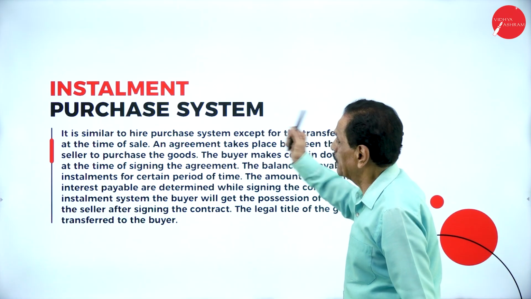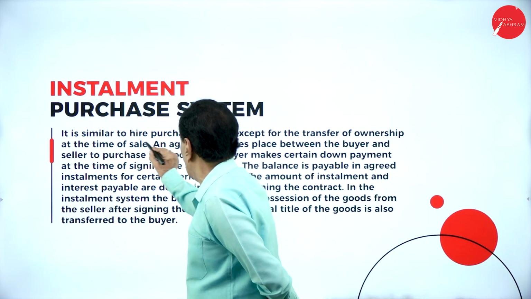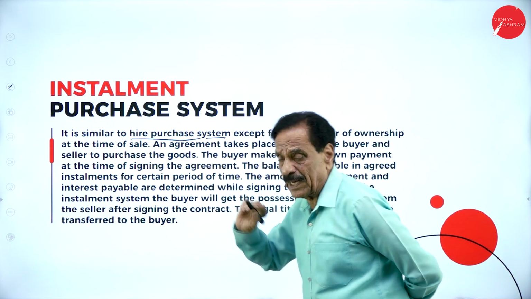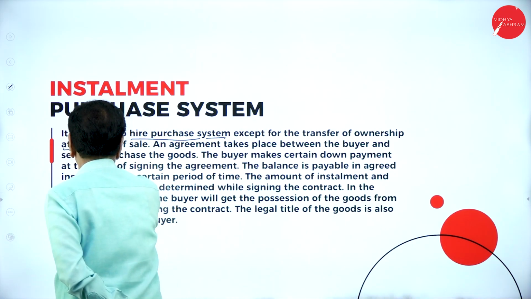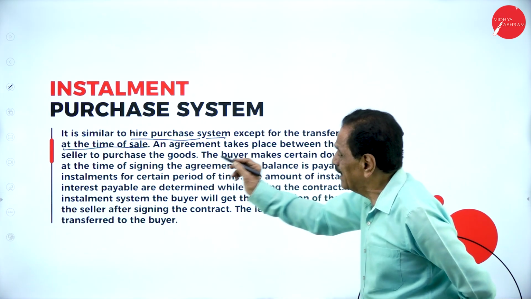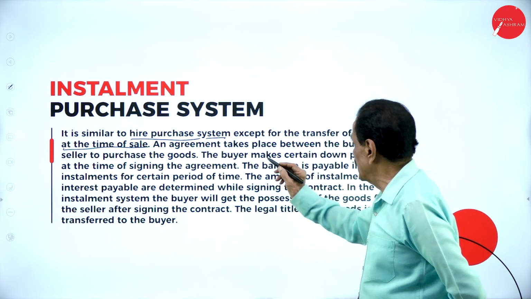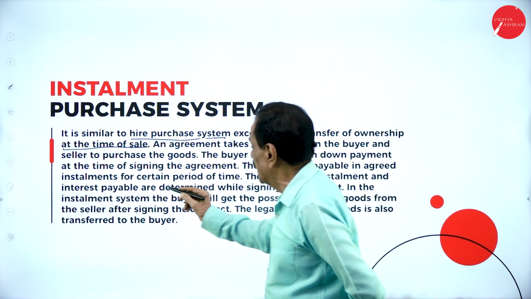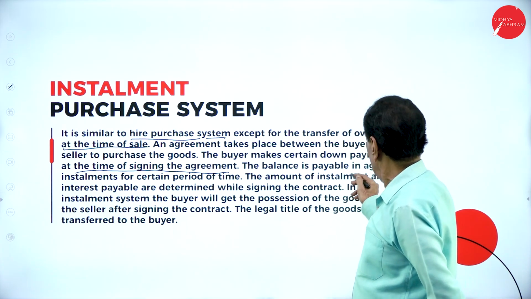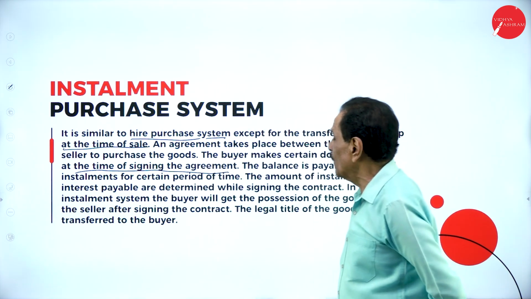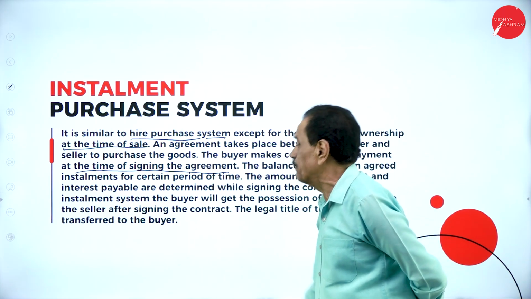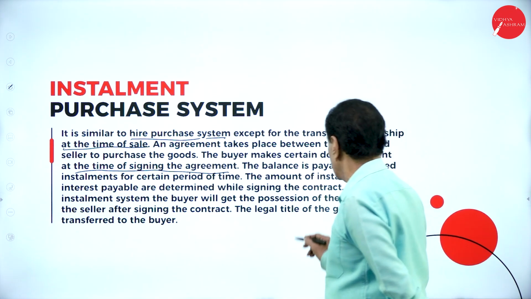The installment purchase system is similar to hire purchase, except for the transfer of ownership at the time of sale. I will explain this. An agreement takes place between the buyer and the seller to purchase the goods. The buyer makes a certain down payment at the time of signing the agreement. The balance is payable in agreed installments for a certain period of time. The amount of installment and interest payable are determined by signing the contract.